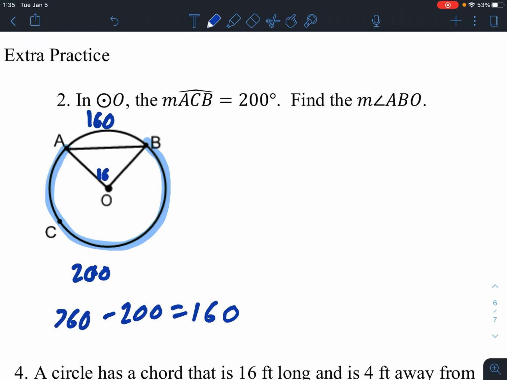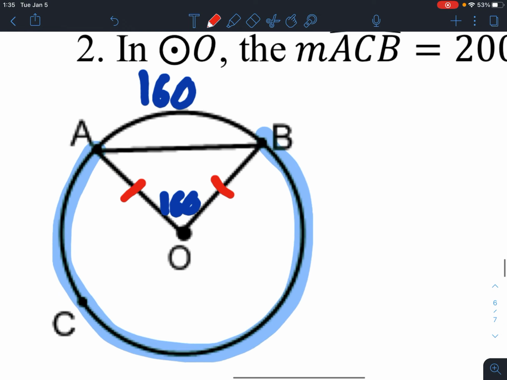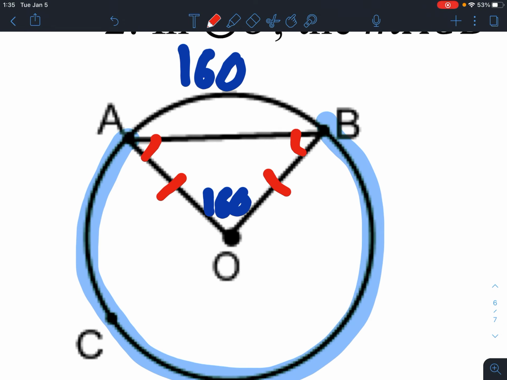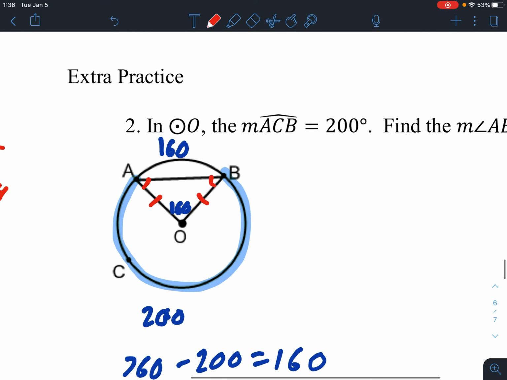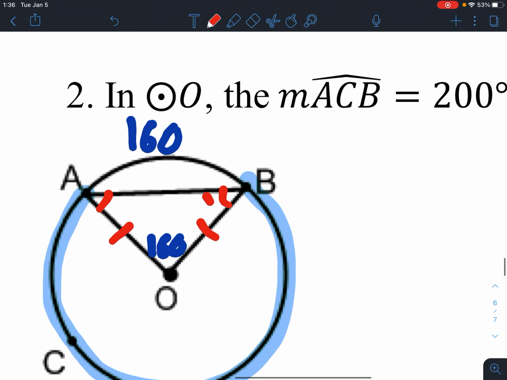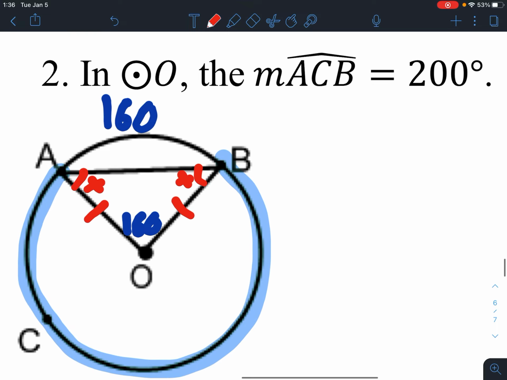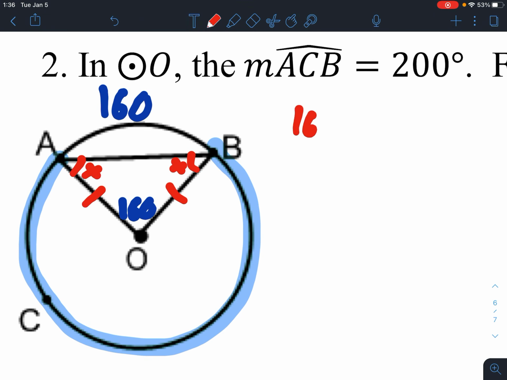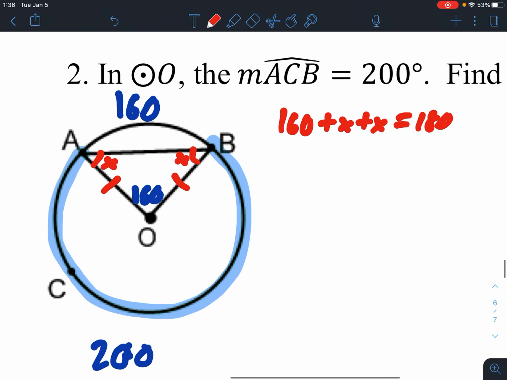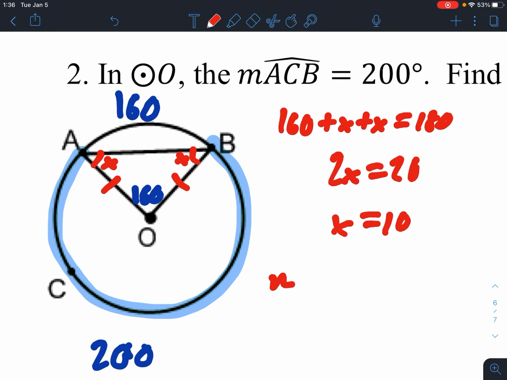Which means angle O is 160. Okay, then also remember, because AO and BO are radii of the circle, they're congruent, which means this triangle is isosceles. And we are looking to find ABO, so this angle right here. But since the triangle is isosceles, that means this angle is the same as that angle. So now I can say, all right, 160 plus 2x must equal 180 because every triangle's angles must add up to 180. Now I get 2x equals 20. So x is 10. So the measure of angle ABO is 10.